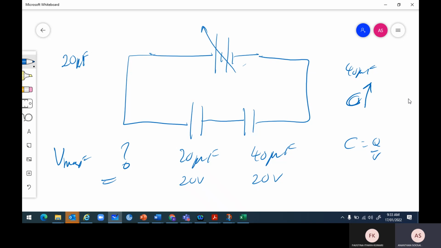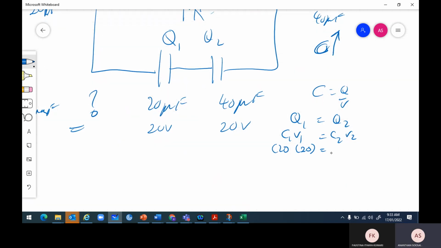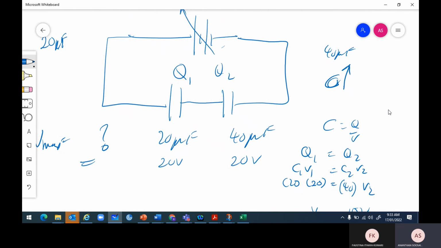So charge is the same, so C1 V1 equals C2 V2, right? Q1 and Q2 are of course the same. So C1 V1 equals C2 V2. From here you can work out V1 is definitely 20 volt, C1 is 20 microfarad, and you can find V2. This is 40 microfarad, so V2 is how much? 10 volt. So 40 is 10 volt, 20 is 20 volt.